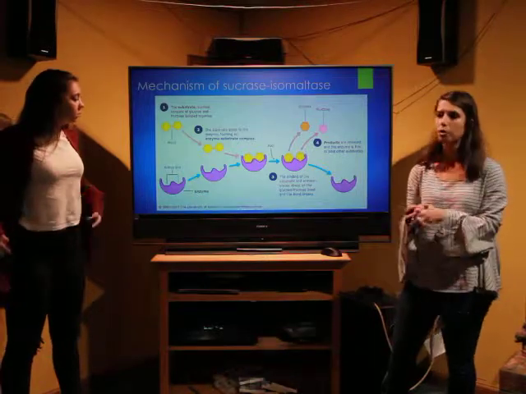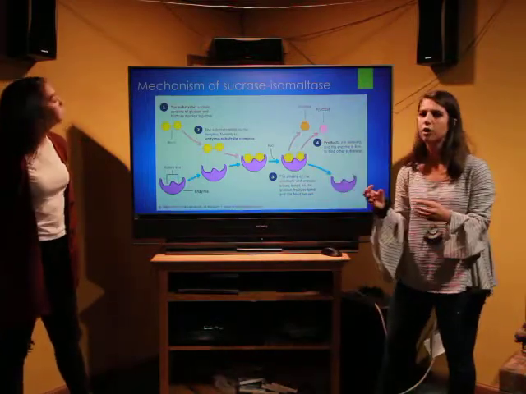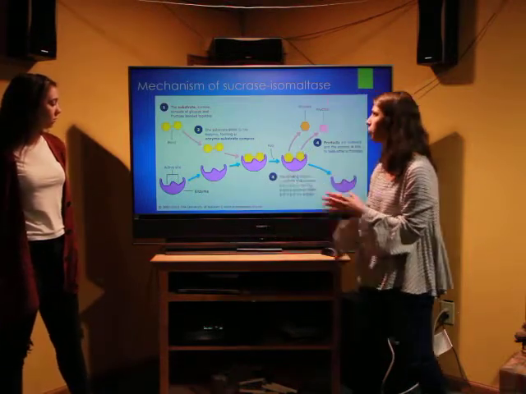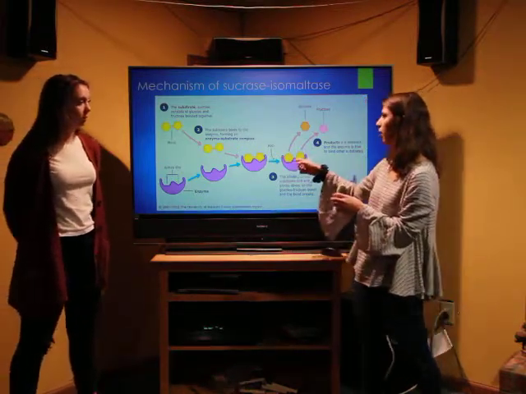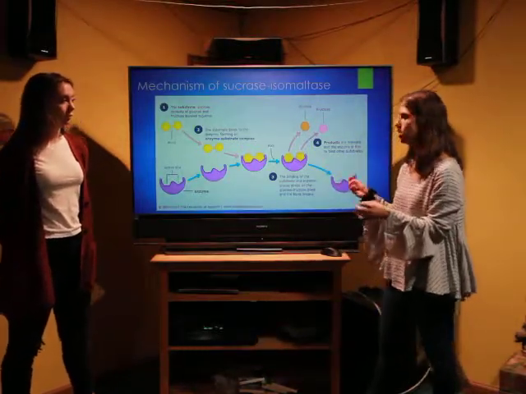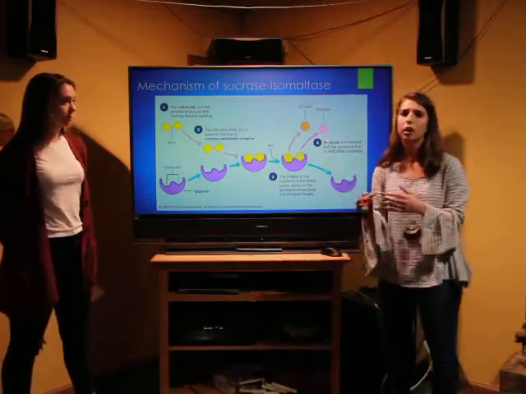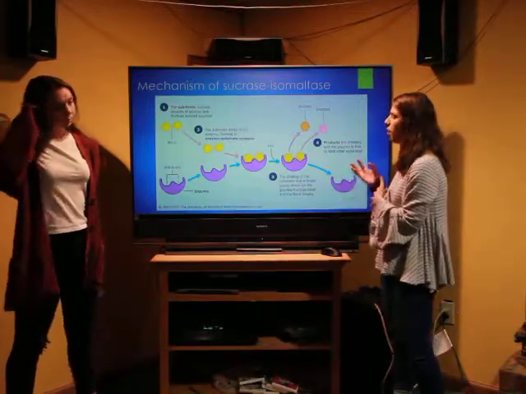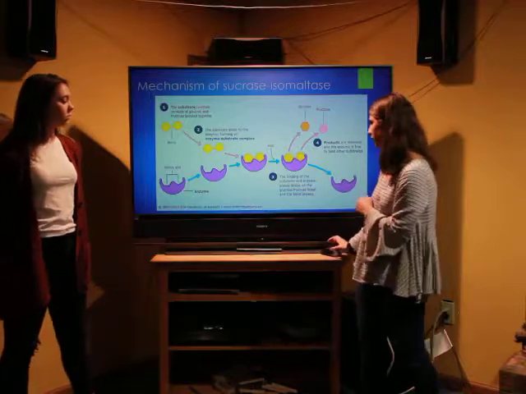Okay, so the mechanism of sucrase-isomaltase. As stated before, glucose and fructose are bonded together, and when they come together with the enzyme sucrase-isomaltase, you add in water, which breaks the bond apart so that there are two products that exit the enzyme-substrate complex. And so then fructose and glucose can go into the body and be used as energy, and then the enzyme can be reused so that the cycle can continue onward.